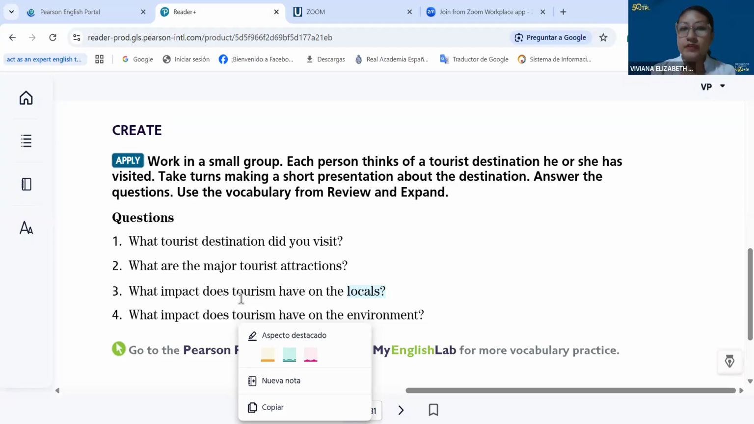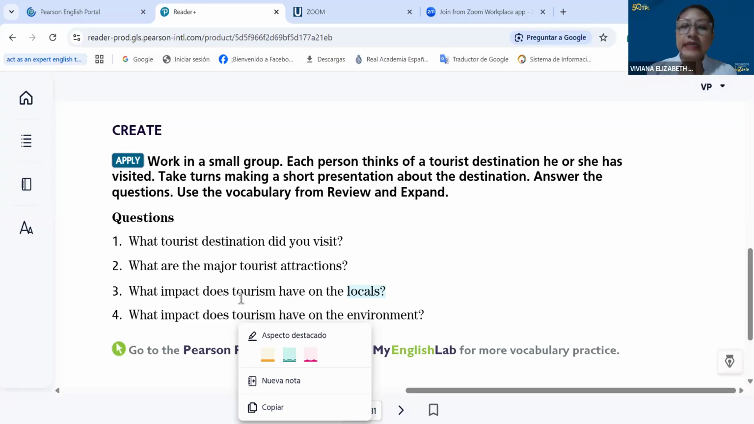Okay, each of you is going to work in groups of 4, and each of you is going to think about this destination, this touristic place that you visited maybe 1 month ago, okay? Then you are going to answer the following questions. What are the major tourist attractions in that place, the impact on locals, and the impact on the environment? You need to say if the impact was positive or negative, okay?